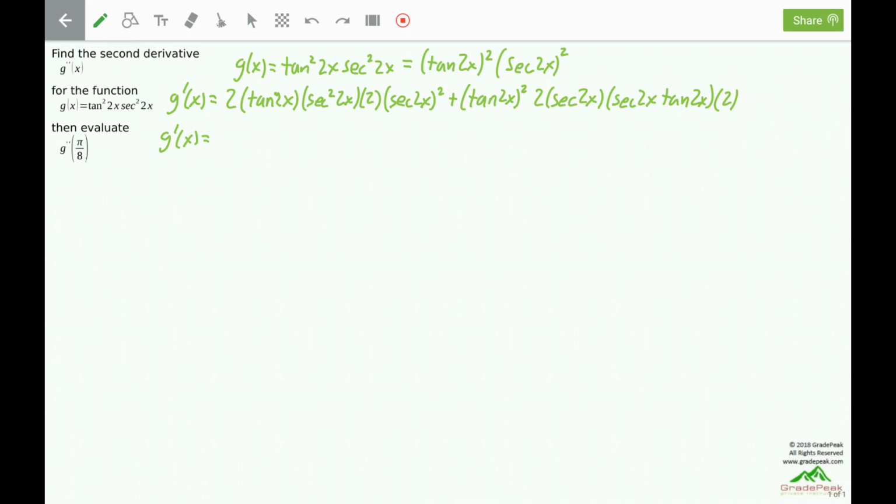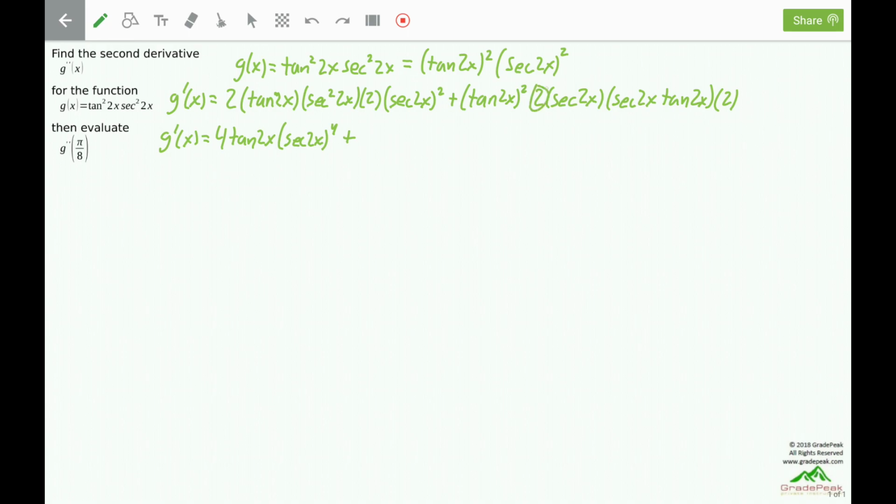Let's simplify the look of g prime of x before we try to take the second derivative. The first term we have a 2 and a 2, we can multiply those together, that's a 4. We have a tangent to the first power. We have a secant squared and another secant squared, and that'll be secant to the fourth, you add the exponents.